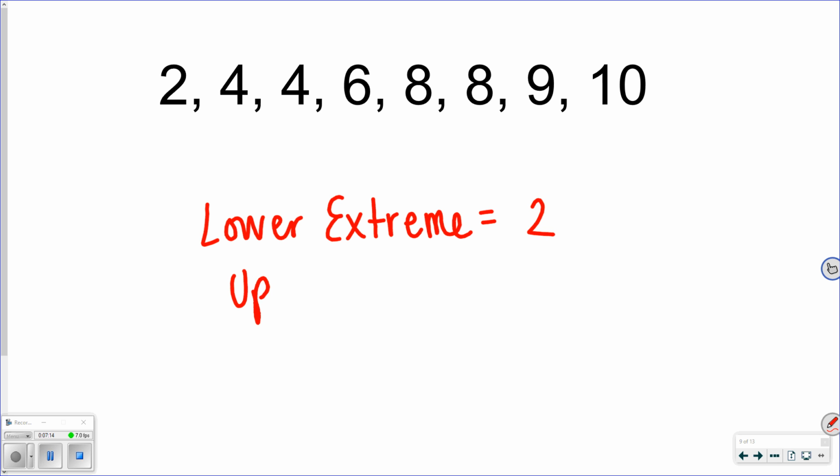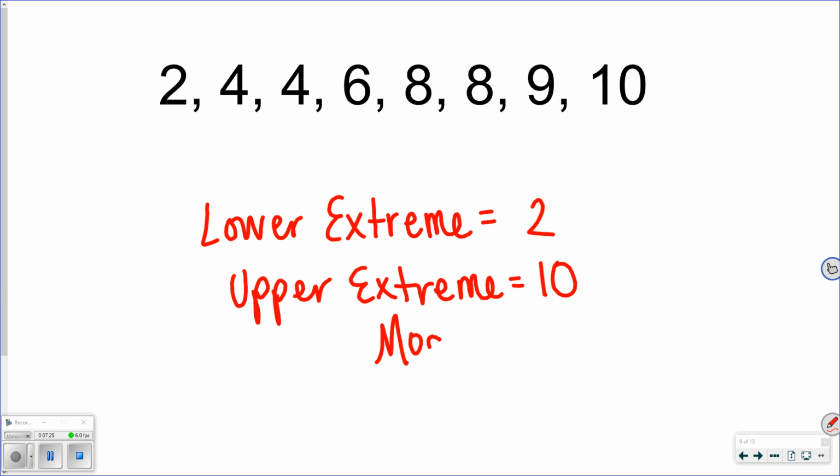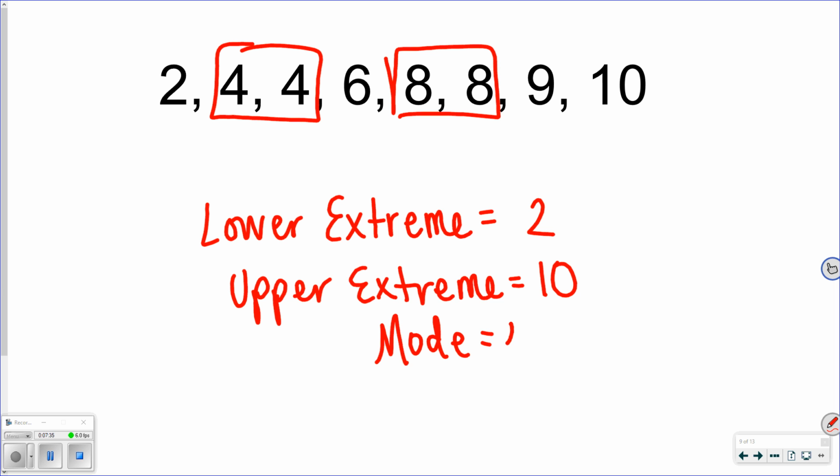How about the upper extreme? The answer would be 10. And where is the mode? In this problem, the number 4 occurs twice, but so does the number 8. So our mode would be both 4 and 8. This one has 2 modes.